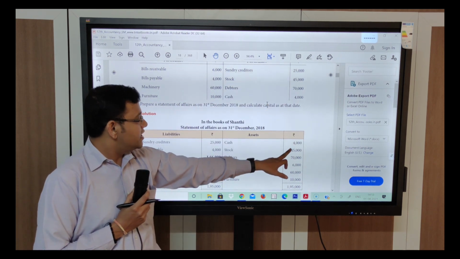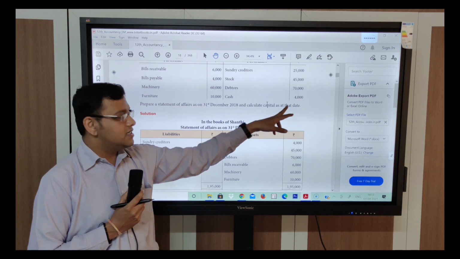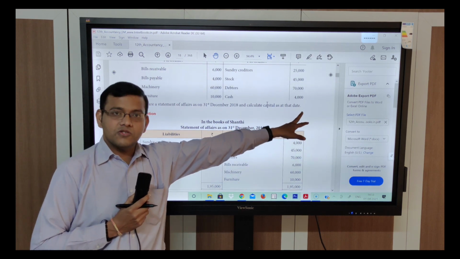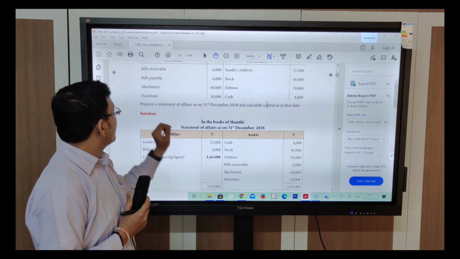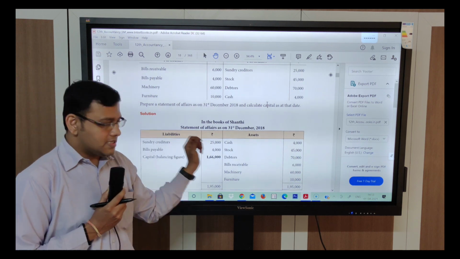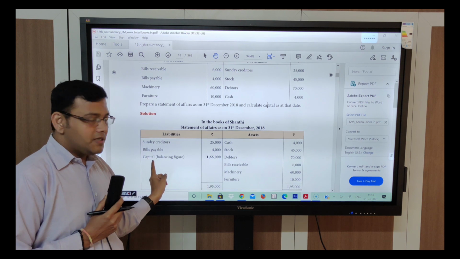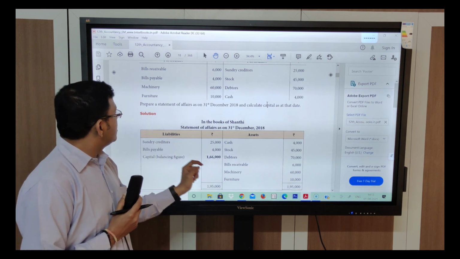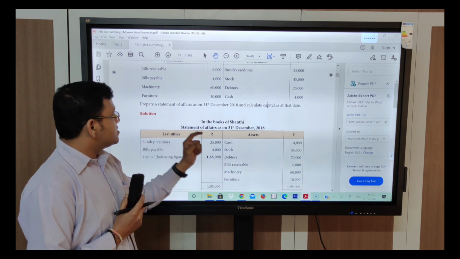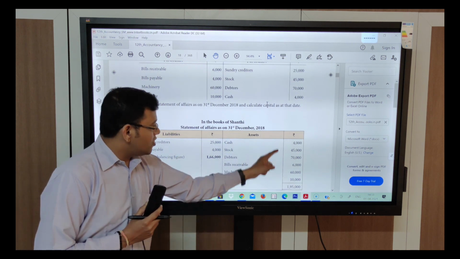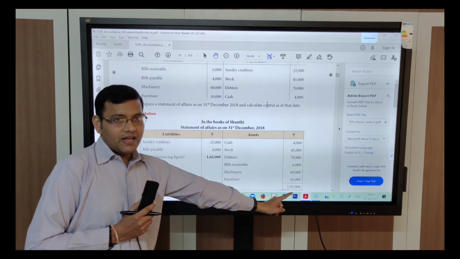Stock is an asset, we'll take it to assets. Debtors is an asset, you'll take it over there. Cash is also an asset, you'll take it over there. And bills receivable is an asset, we'll take it over there. Bills payable is going to be taken to liabilities. And furniture is going to be assets. Machinery is also assets. So the total of assets is how much now?